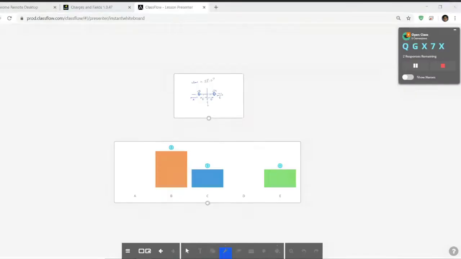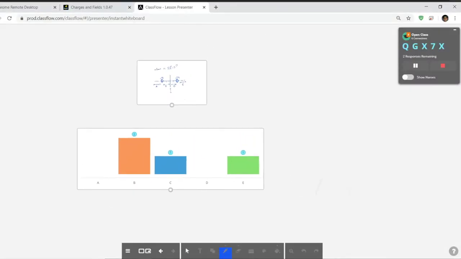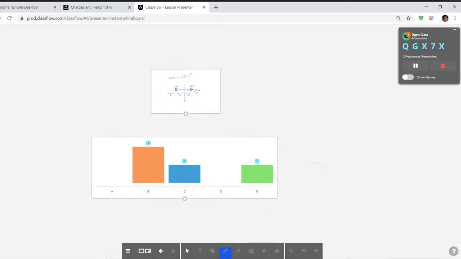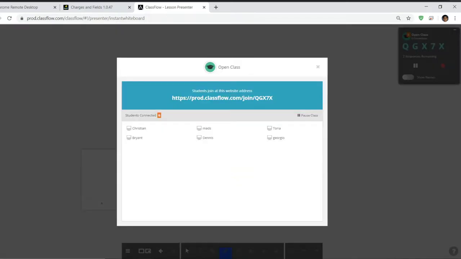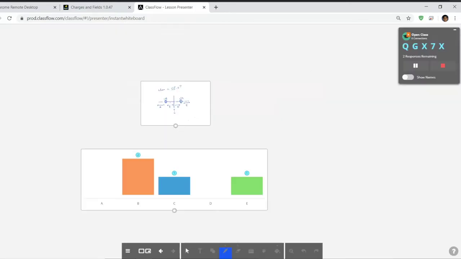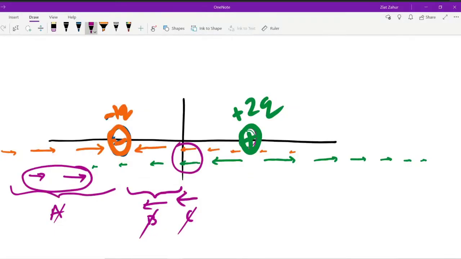Are we changing our guesses now? Oh, look, our guesses are changing. Cool. Now we only have 6 people. Christian, Bryant, Dennis, Mads, Giorgio, Toria. And a couple of lurkers. Lurking. We have 5 lurkers. Lurking in the shadows. Alright.